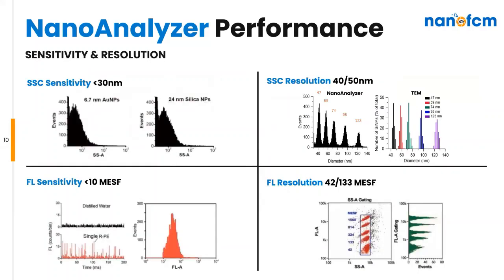So going on to the NanoAnalyzer performance now. The NanoAnalyzer provides sufficient sensitivity to analyze biological particles down to 40 nanometers, with sizing resolution comparable to that of TEM. Smaller diameters can be measured with inorganic particles, and this is due to their often higher refractive properties. And then you can also see in that bottom left panel there that detection of single fluorophore molecules, such as PE, is possible. And this really opens up avenues for the detection of rare markers on your EVs.